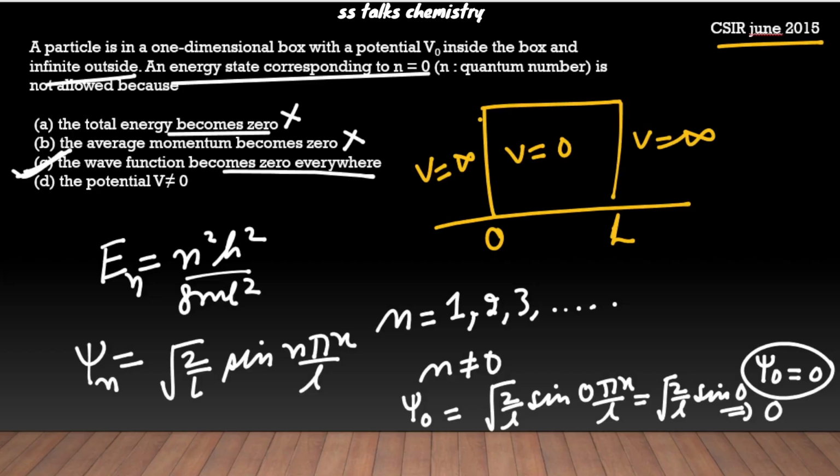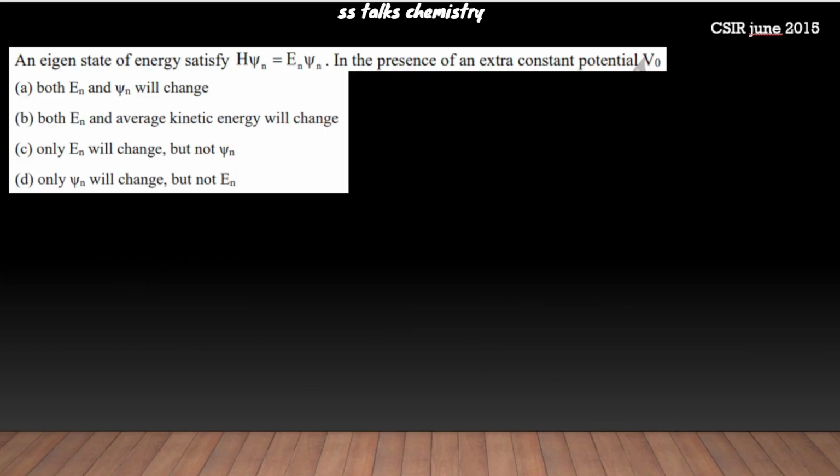Okay. Next. This question says an eigenstate of the energy satisfies the Hamiltonian operator applied upon the wave function psi n. This is giving me the energy En and the wave function psi n as it is. In the presence of an extra constant potential, which means a perturbation, suppose you have applied V naught. So in that case, what is going to happen?